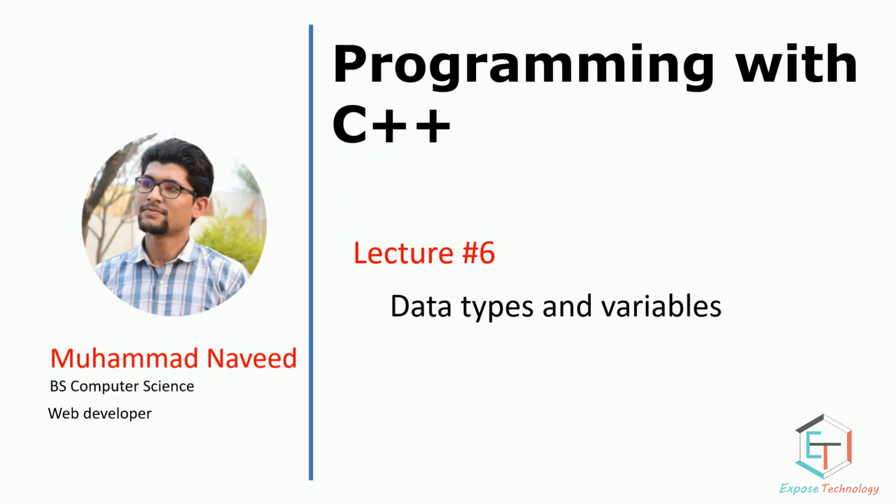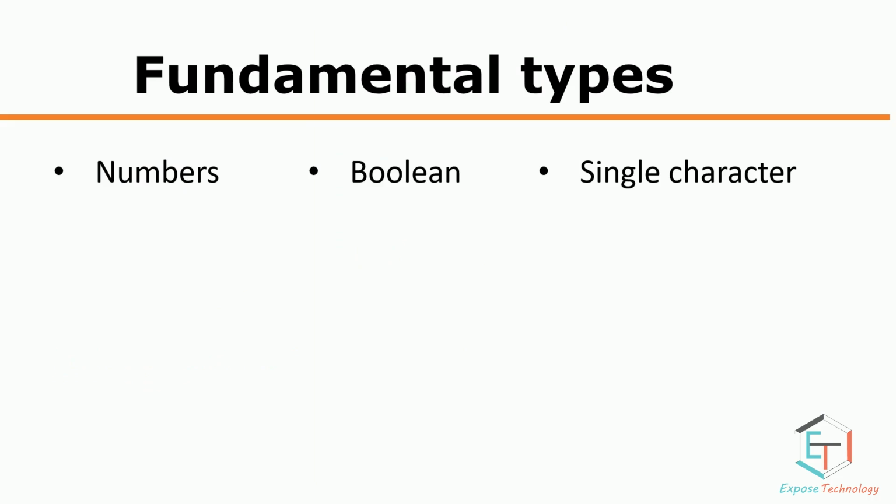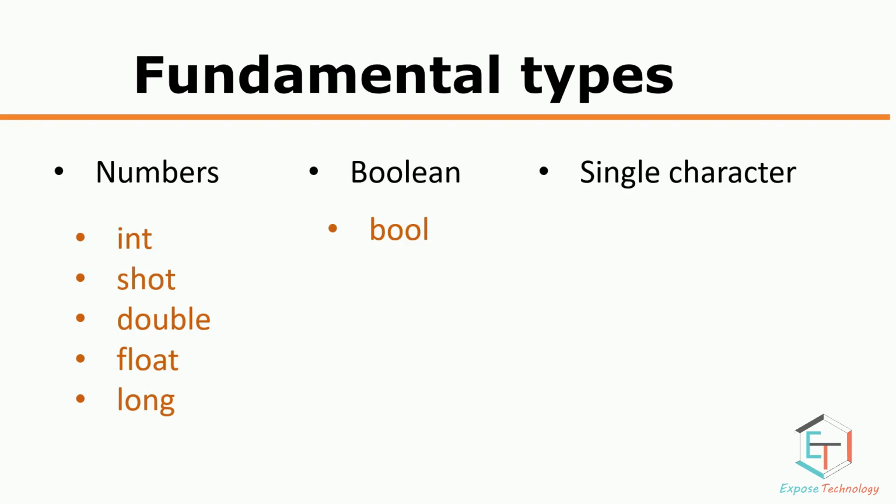In this lecture we will discuss data types and variables. There are three categories of types to represent data in C++. These are the fundamental types: numbers, boolean and single character. To represent numbers we use the data types int, short, double, float, long. To represent the boolean data type, which is 0 or 1, or true or false, we use the keyword bool. To represent a single character in C++, we use the data type char.